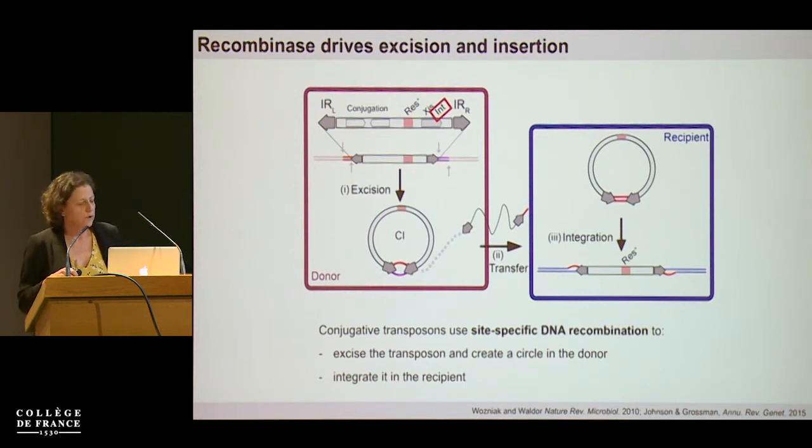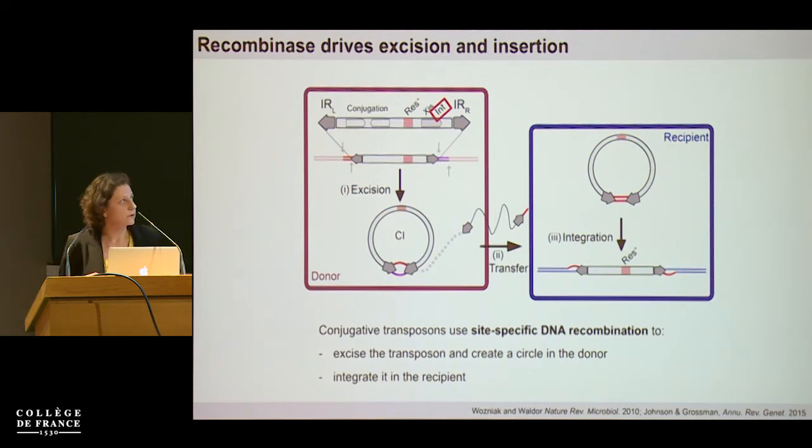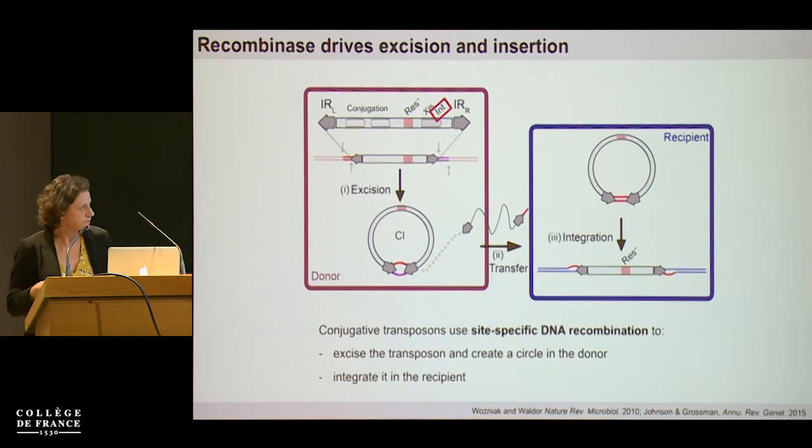So what we were able to show is that excision of the transposon from the genome creates a small DNA circle that by itself cannot replicate, but it serves as a substrate for conjugation that can then be transferred to a recipient cell autonomously with the help of the conjugation machinery that is included on the element itself.